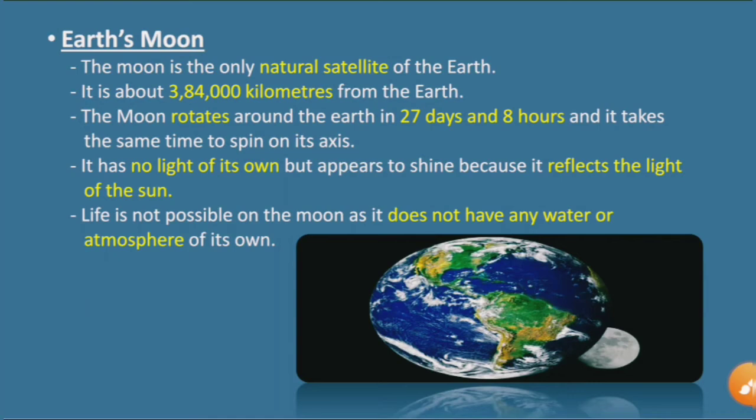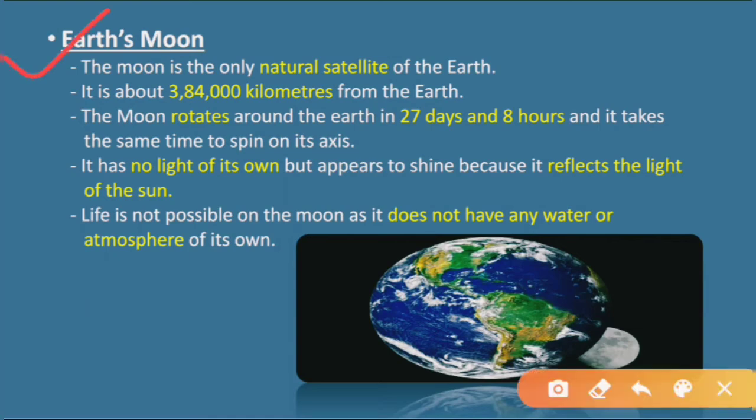Now the next is Earth's moon. In the previous slide we studied about the moon and got the basic knowledge about it. Now we will study about the Earth's moon, means the moon of the planet Earth, in which we live. The moon is the only natural satellite of the earth. As we all know, our earth has one moon, and it is not a man-made satellite, it is a natural satellite.